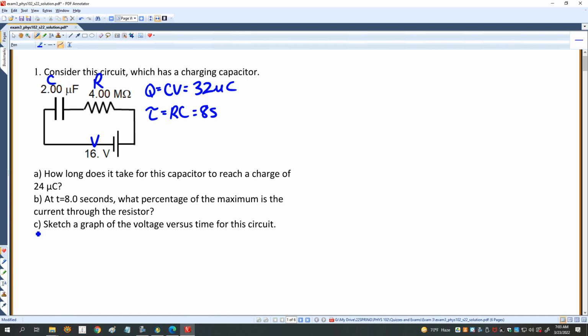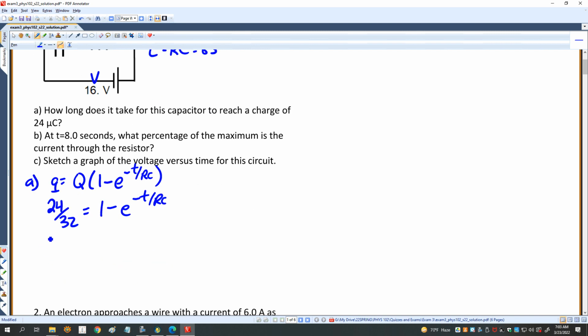So how long does it take for the capacitor to reach a charge of 24 microcoulombs? So the charge on a charging capacitor is equal to Q times 1 minus e to the minus t over RC. I want to solve that for t. I'm going to put in my numbers here. So 24 microcoulombs divided by 32 is equal to 1 minus e to the minus t over RC.